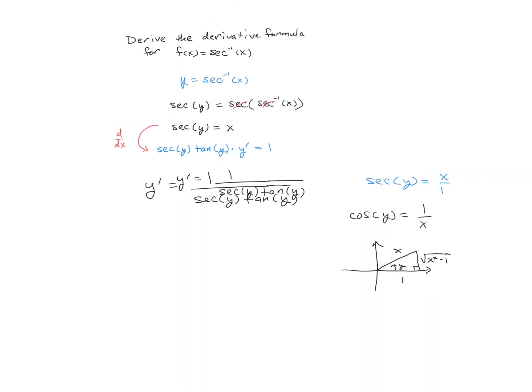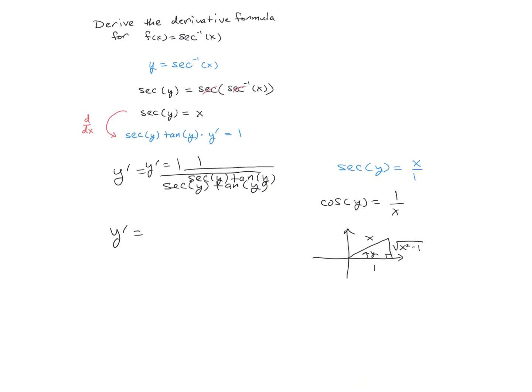So y prime is going to be 1 over, and remember that we had the secant of y equaling just plain x, so that's going to be an x, and then we're going to have the tangent of y as our opposite over adjacent, so that's the square root of x squared minus 1 over 1, and we're not going to write the 1, but we'll just have it there now as a placeholder. And it's very important to understand that since we're working with the first quadrant, we don't want to have any negative values of x. We want to have a positive derivative. So therefore, we have to put absolute values on our x to require that it's positive.